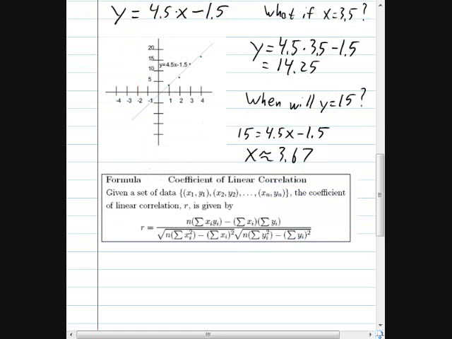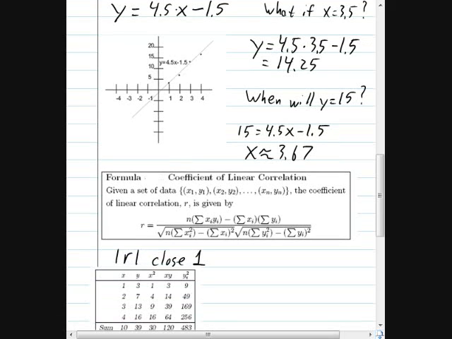To decide whether or not a data set follows a linear trend, we compute something called the coefficient of linear correlation, given by this formula. When the absolute value of r is close to 1, we say that the data set exhibits a strong linear relation. When the absolute value of r is close to 0, we say that the data set does not exhibit a linear relationship.